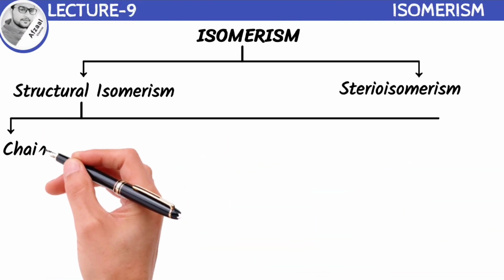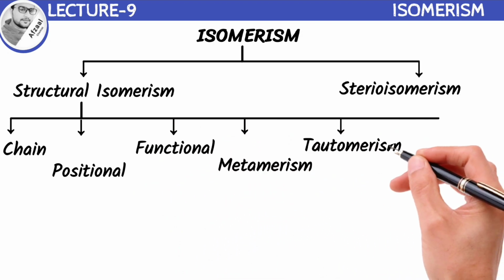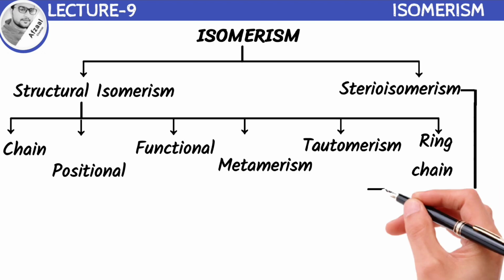Structural and stereoisomerism are primary types. They are further classified into various types. We will discuss all these types in the upcoming lecture.